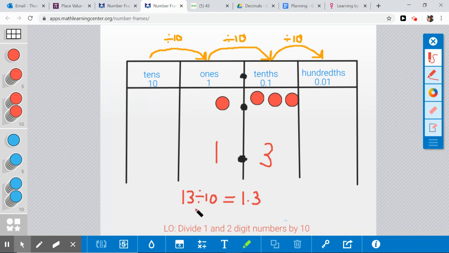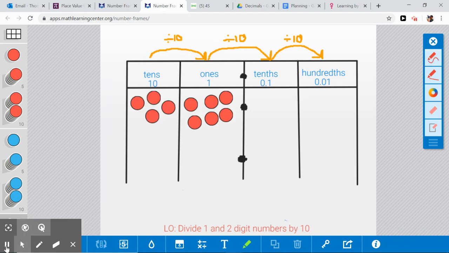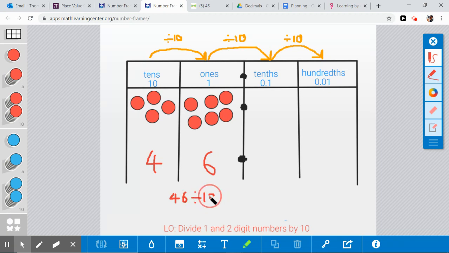Let's look at another 2-digit number and divide that by 10. So now I've created a new 2-digit number. Do you know what number I've created? We've got 4 10s, and we've got 6 ones. So I'm going to write 4 here. I'm going to write 6 here. We're going to divide it by 10. So what that means is we're going to make every digit 10 times less and split it into tenths.